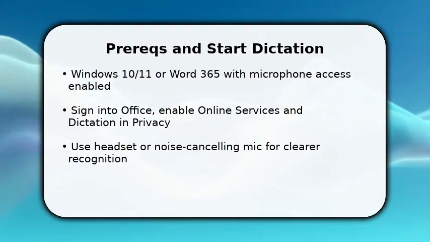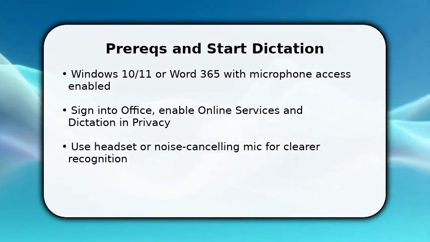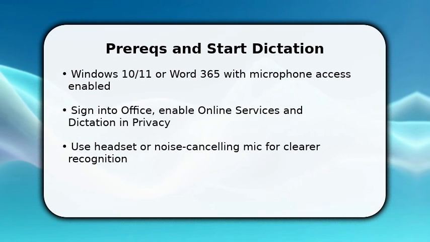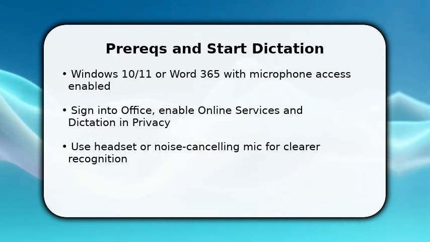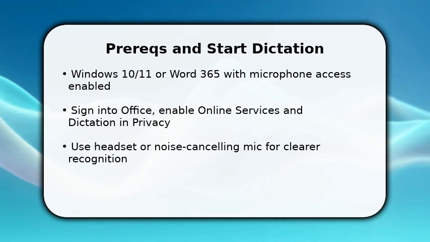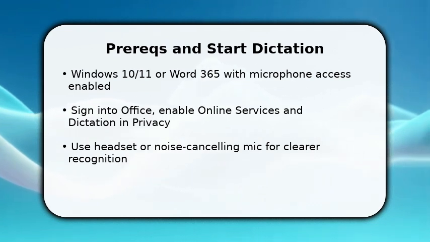You'll begin by confirming the essentials. That Word is signed into Office and that your microphone and online services are enabled. Once done, open a blank document and place the cursor where you want text. Click Home, Dictate, microphone icon.